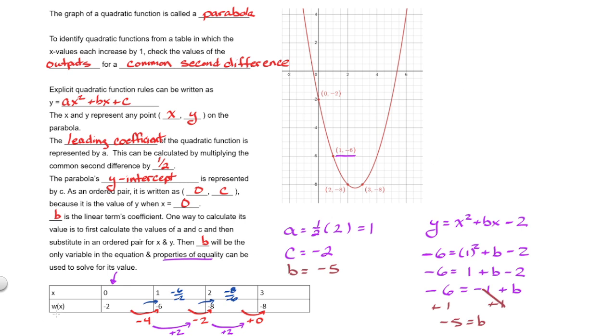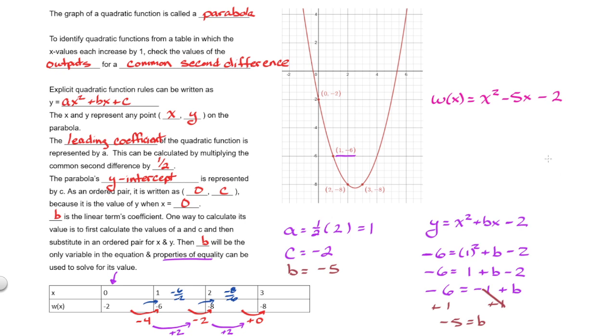Now I can write my final function rule. My output is w of x. So I'll say output is equal to 1x squared minus 5x, or I could write plus -5x, minus 2, or I could write plus -2.